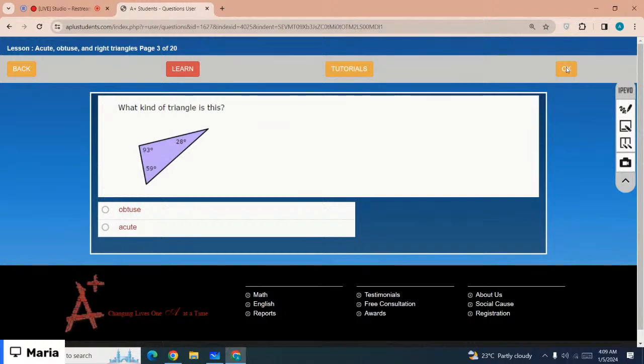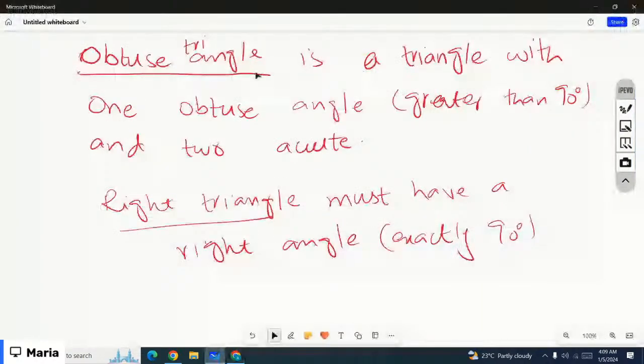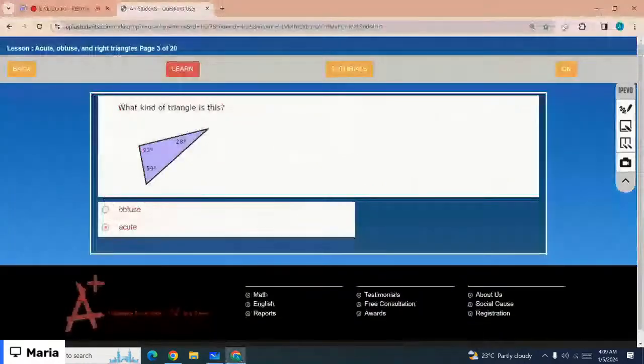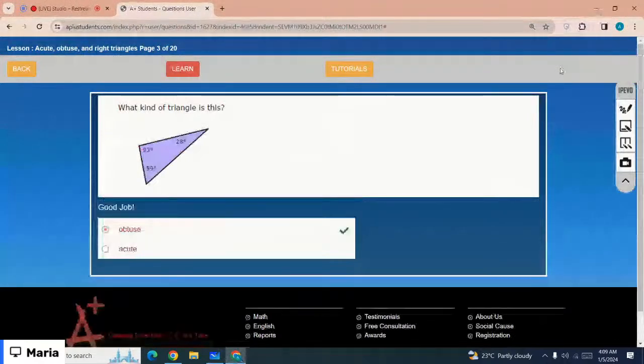You can read the definitions again. Here is the definition of the obtuse triangle. Obtuse triangle is a triangle with one obtuse angle. Obtuse angle means greater than 90 degrees, and the other two angles are acute, right? So that is the obtuse triangle, because one of the angles is greater than 90 degrees.